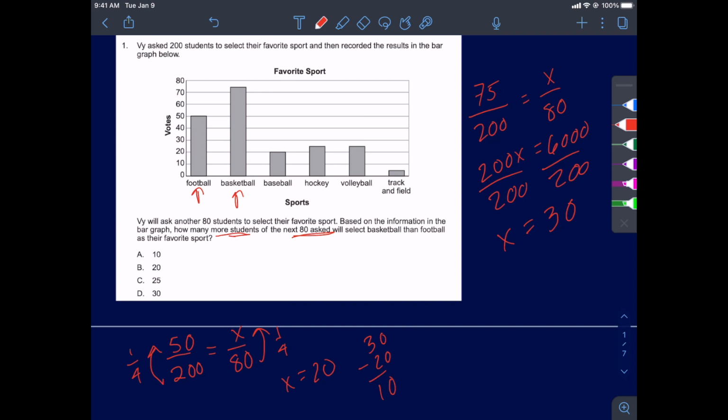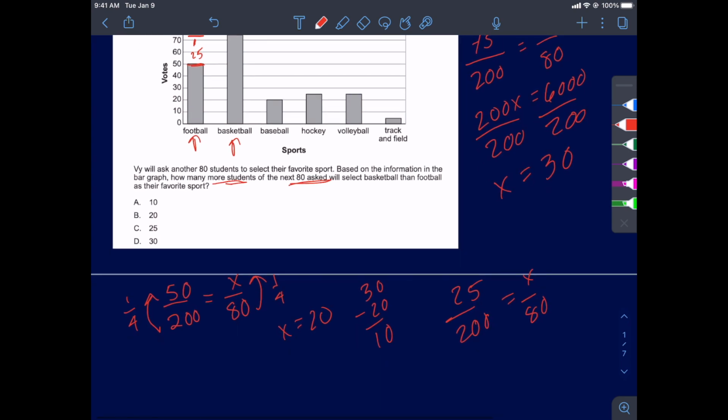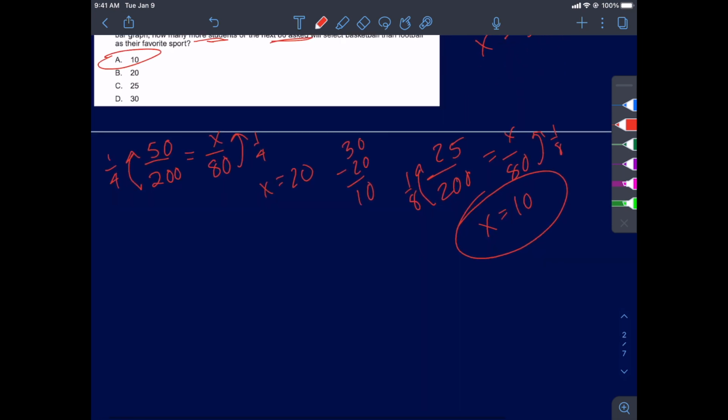Hey, wait, there's actually a quicker way. If we looked at that 75 and this 50, the difference here is 25. So it's 25 more out of 200. So how many more out of 80? Well, 25 out of 200 is a scale factor of 1/8. So if we did 1/8 times 80, we'd get X equals 10. This is how many more students. So we confirm two ways that this is A, 10 more students.